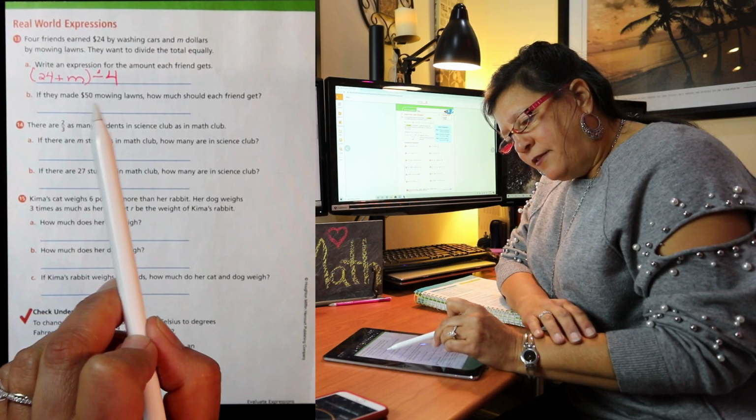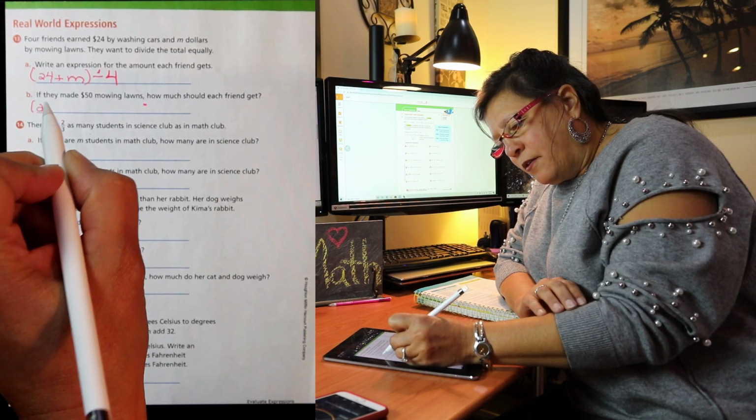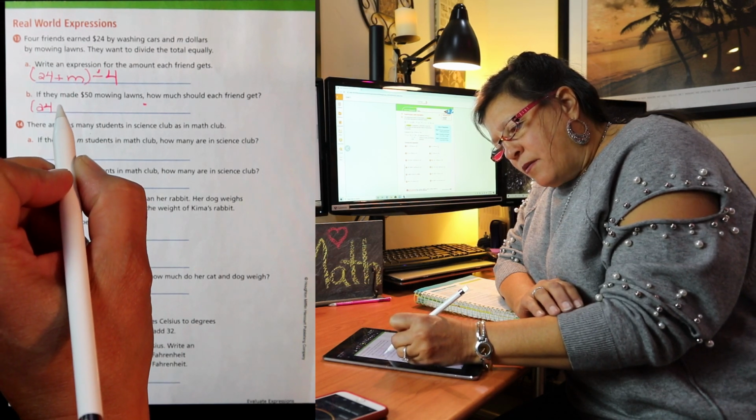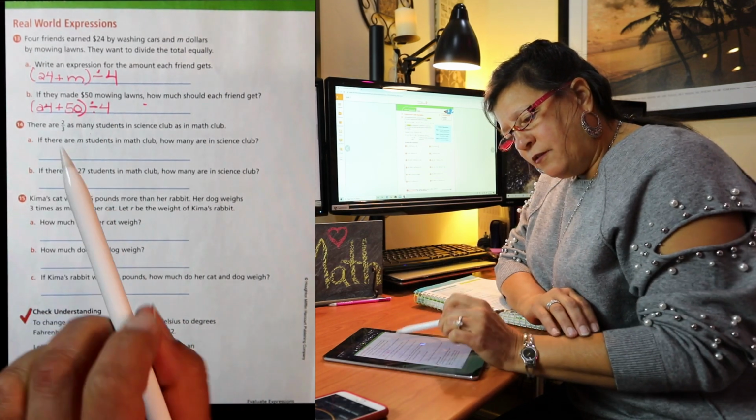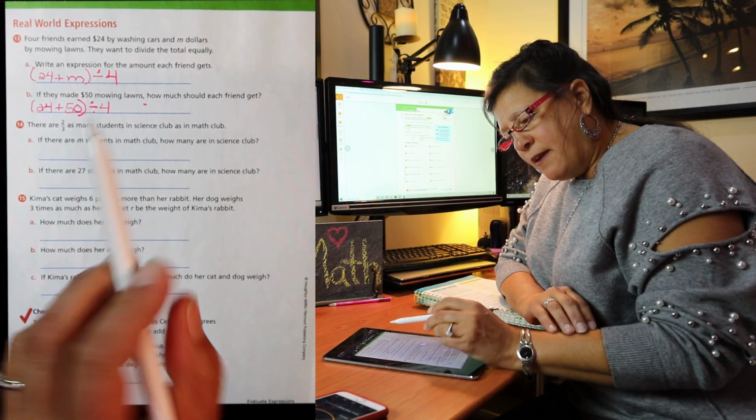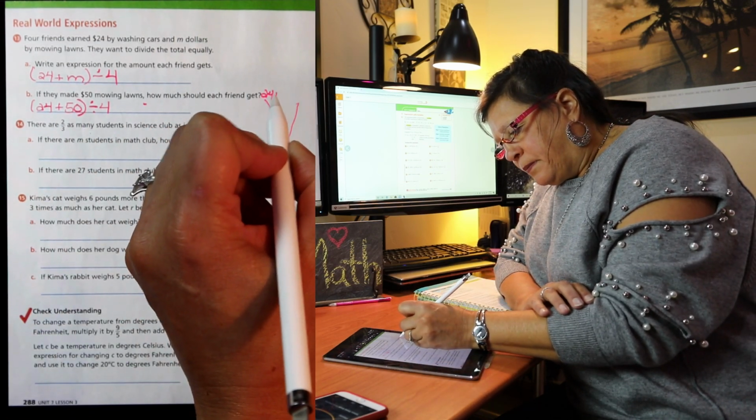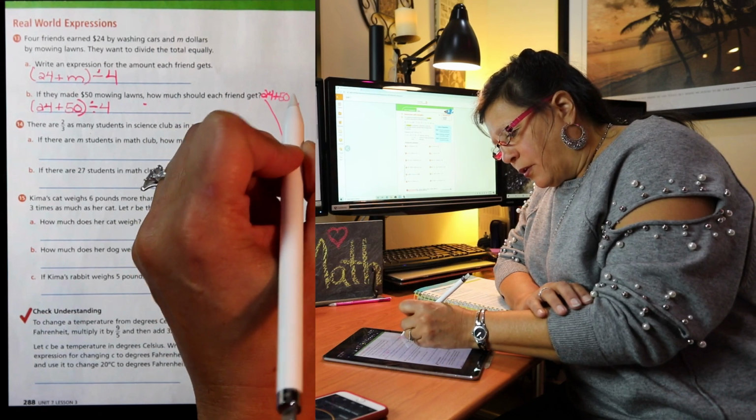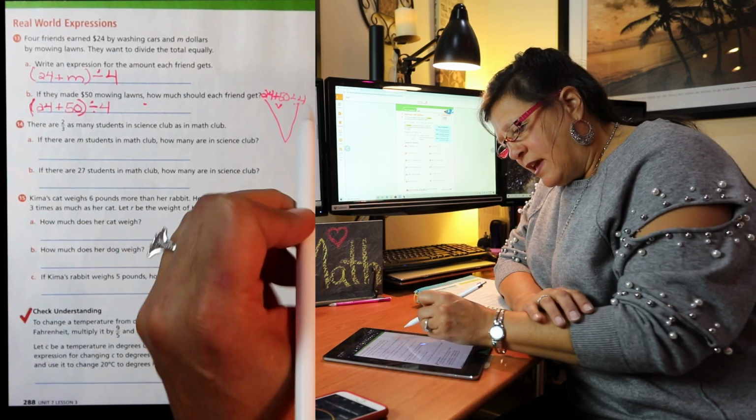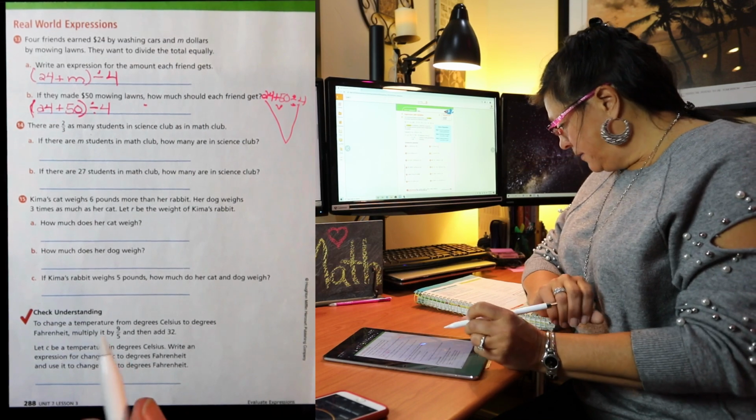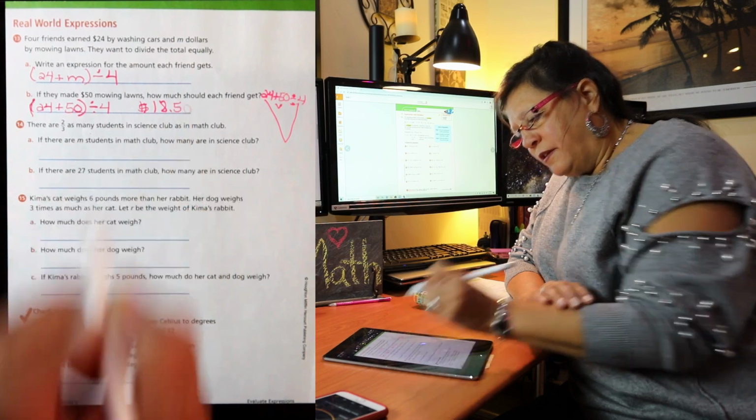Now B, if they made $50 mowing lawns, how much should each friend get? And now we're going to replace our M with 50 and then solve. Okay, so 24 plus 50 divided by 4. Okay, you can make your ice cream cone and do the operations in order. First you'd add your 24 plus 50 because that's in parentheses, and then you would divide that by 4, and you should get a total of $18.50 for each.